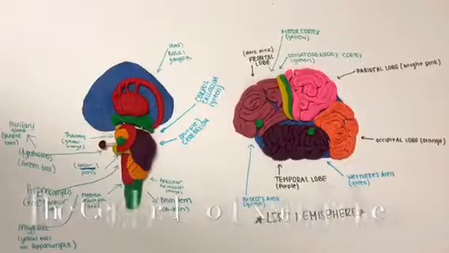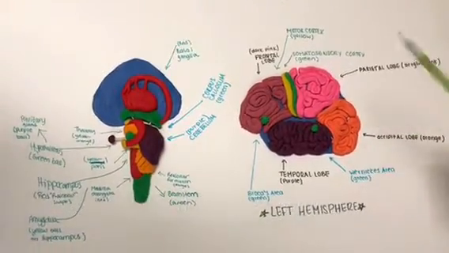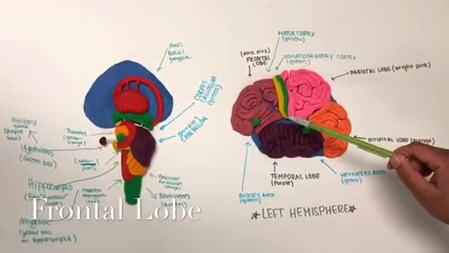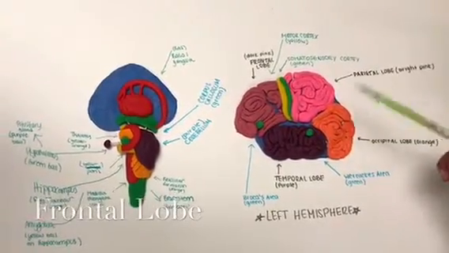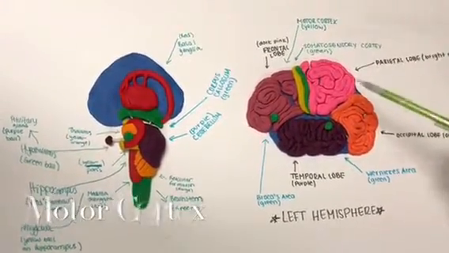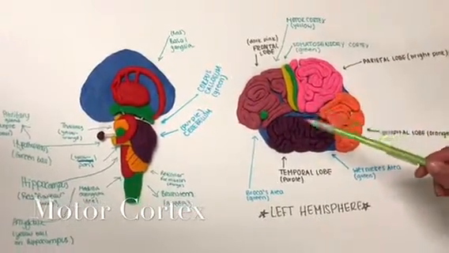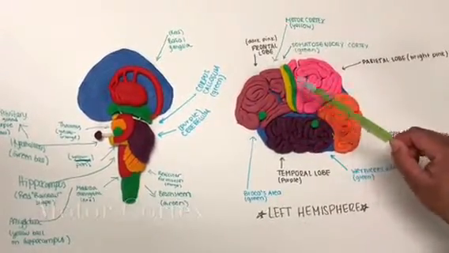The cerebral cortex is divided into 4 lobes. The first is the frontal lobe, which is involved in personality and intelligence. The motor cortex, which is a part of the frontal lobe, controls voluntary movements.